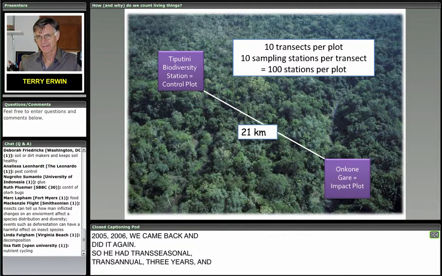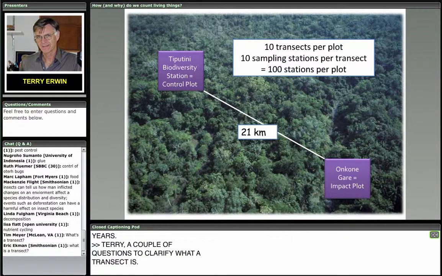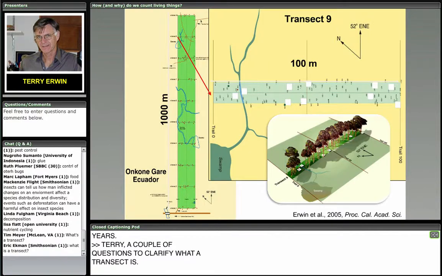Terry, a couple of questions just to clarify what a transect is. We're going to show you a map in just a second. Perfect. Stay tuned, Tim and Eric. Yeah, so this is the plot scale. These are our 2 plots. That's the largest spatial scale.